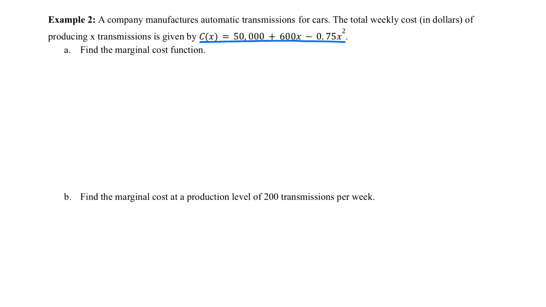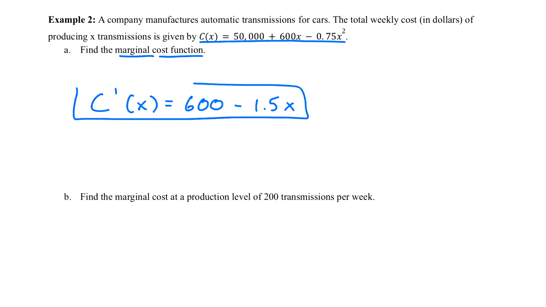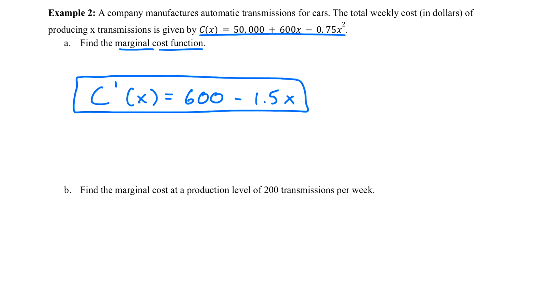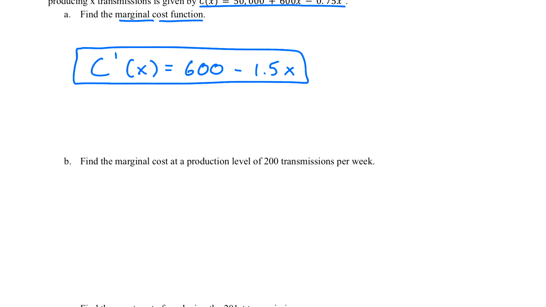Part A, I want to find the marginal cost function. Remember, marginal just tells us to take the derivative of, in this case, our cost function. So I'm looking for C'(x). We don't need to rewrite any terms, we can just use our power rule. The derivative of 50,000 is 0. Here I should have 600 minus 1.5 times x to the first power. And there's our marginal cost function. Nothing more that we can really do with that part.